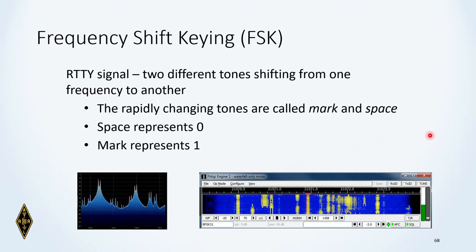Okay, here are some interesting things about frequency shift keying, and we're going to see that for radio teletype, or RTTY as it's called. We've got two different tones shifting from one frequency to another, thus the characteristic deedle-deedle sound when you tune into one on the radio. The rapidly changing tones are called mark and space, which we've touched on already. Space represents a zero, mark represents one, and here's a spectrum display. Here you can see the signals and the little peaks. Those are the mark and space tones. They're very distinctive when you see it.